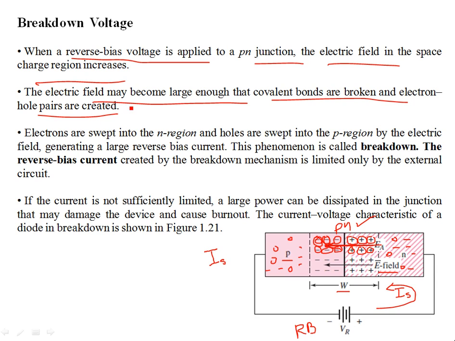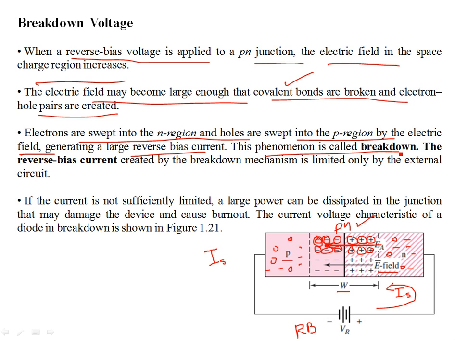This increase happens because the electric field is large enough that the covalent bonds are broken, more electron-hole pairs are created, and the minority carriers start diffusing. So IS, the reverse saturation current, starts increasing. Now the electrons are swept into the N region and the holes are swept into the P region by the electric field, as given by the direction. So it generates a large reverse bias current. This phenomenon is called breakdown.